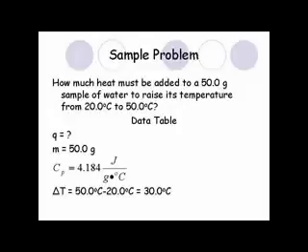My mass is 50 grams of water. The specific heat of water, liquid water, is always 4.184 joules per gram times degrees Celsius. And finally, my change in temperature is the final temperature of 50 degrees Celsius minus 20 degrees Celsius, which gives us a change in temperature of 30 degrees Celsius.